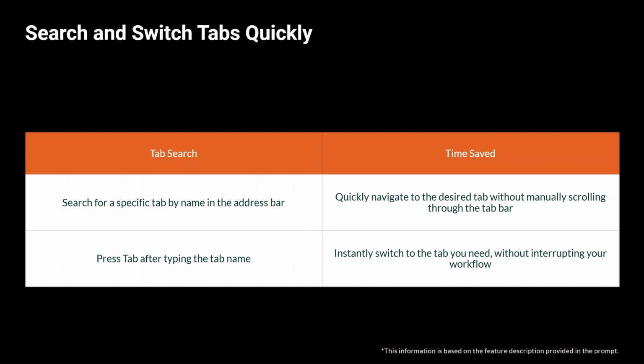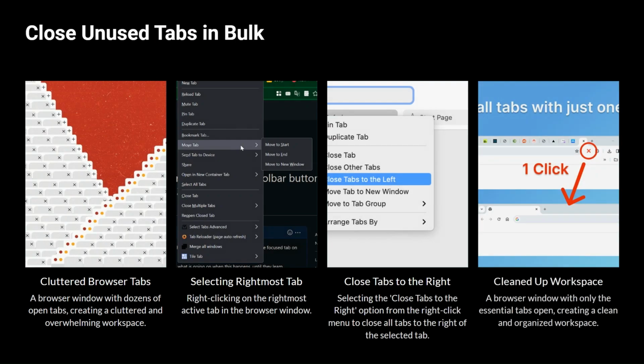Close tabs in bulk. Regularly move less important or used tabs to the right. Right-click the rightmost active tab and select Close tabs to the right for a clean slate without manually closing each tab.